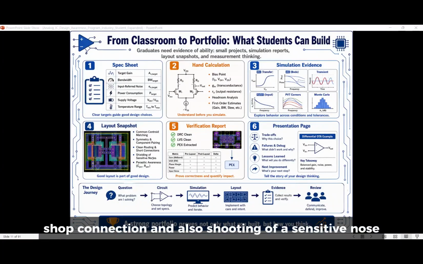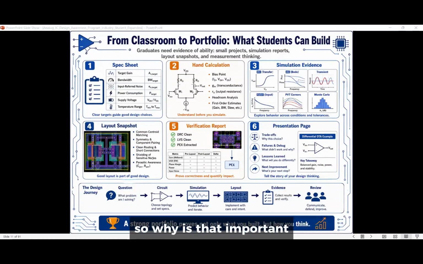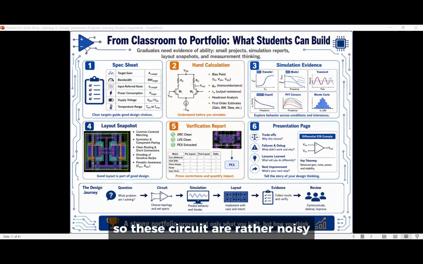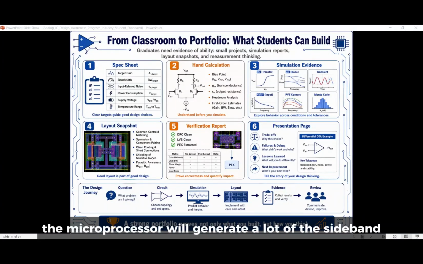So clean routing, short connection, and also shielding of a sensitive node. So why is that important? Because in the SoC, the silicon SoC, we have multiple circuit blocks, for example, the microprocessor and also the power amplifier. So these circuits are rather noisy, right? For example, the microprocessor will generate a lot of the sideband.